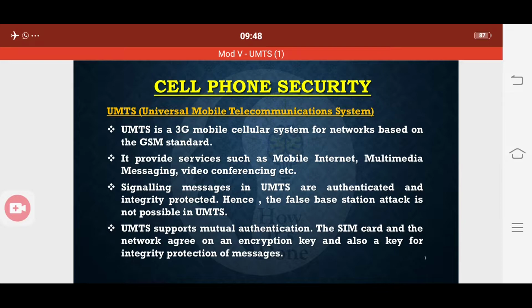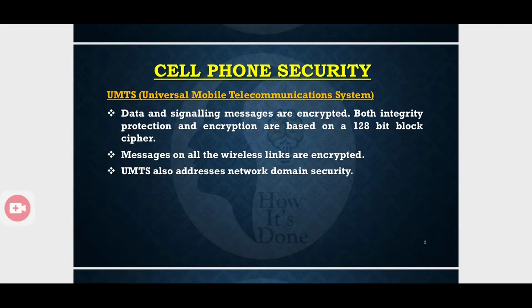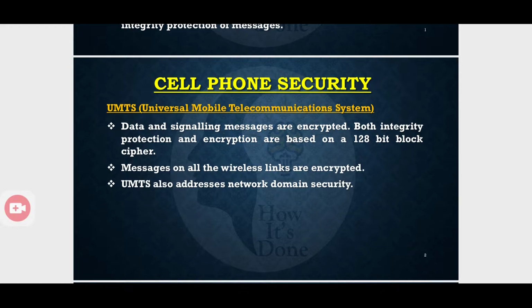Universal Mobile Telecommunication System is based on the 3G network or 3G cellular system. Here the data and the signaling messages are encrypted. Both the integrity protection as well as the encryption are based on a particular key, and here a block cipher mechanism is used for providing the integrity as well as the encryption. So the messages on all the wireless links are encrypted. Also, network domain security is provided in UMTS. Clear?